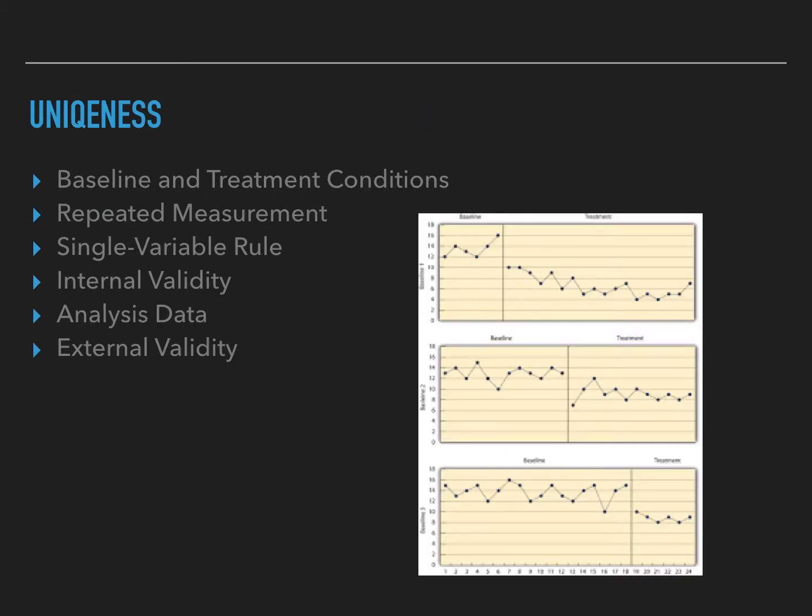What is the uniqueness of a single subject study? Every single subject study involves at least one baseline and one treatment condition. The baseline refers to a period of time in which the target behavior, the dependent variable, is observed and recorded as it occurs without a special or new intervention. The baseline provides the frame of reference to which all future behavior is compared.